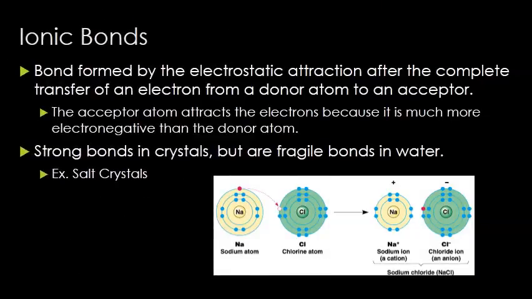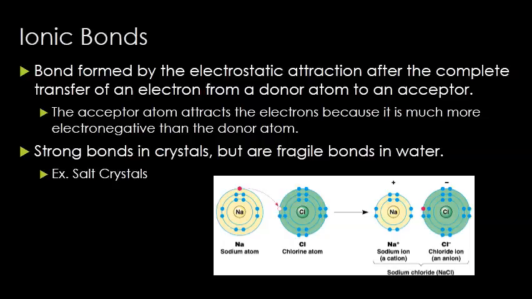The first type of bond we're going to talk about are ionic bonds, which are formed by an electrostatic attraction after the complete transfer of an electron from a donor atom to an acceptor. The acceptor atom attracts the electron because it's much more electronegative than the donor atom. If you look at the example below, an atom such as chlorine that contains 7 electrons in its valence shell needs 1 more electron to have a full valence shell. If we use logic, it's going to be simpler for it to grab 1 more electron than it would be to give up 7. So with sodium having 1 in its valence shell, it wants to get rid of that electron. Chlorine wants it, so chlorine will take it.